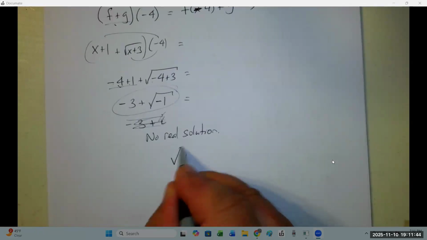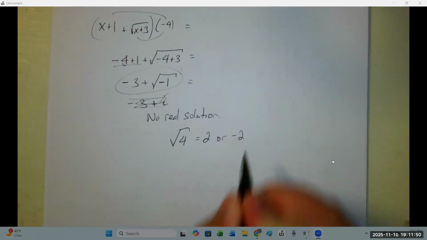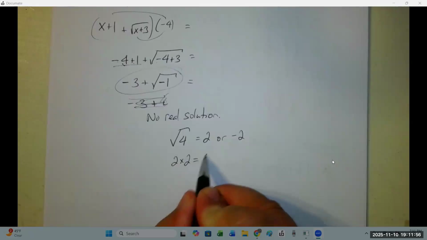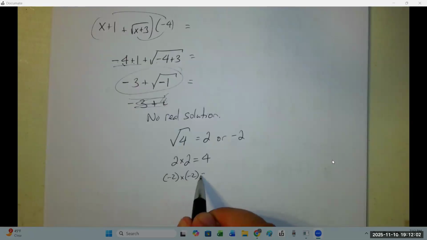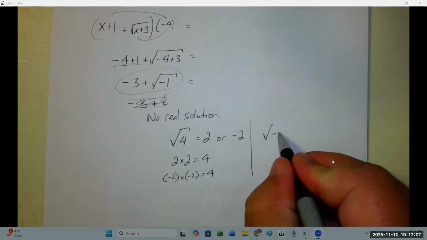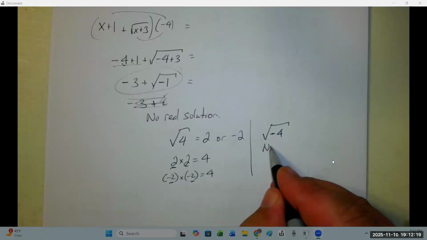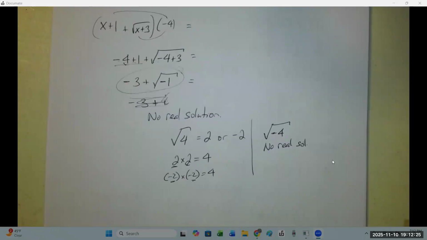Remember, the square root of 4 equals 2 or -2. Why? Because 2 times 2 equals 4, and -2 times -2 equals 4. You cannot do that same thing if the number inside there is negative, because they have to be the same numbers. There are no two numbers multiplied that give you a negative answer. So let's just say no real solution. So we can't go any further with that.